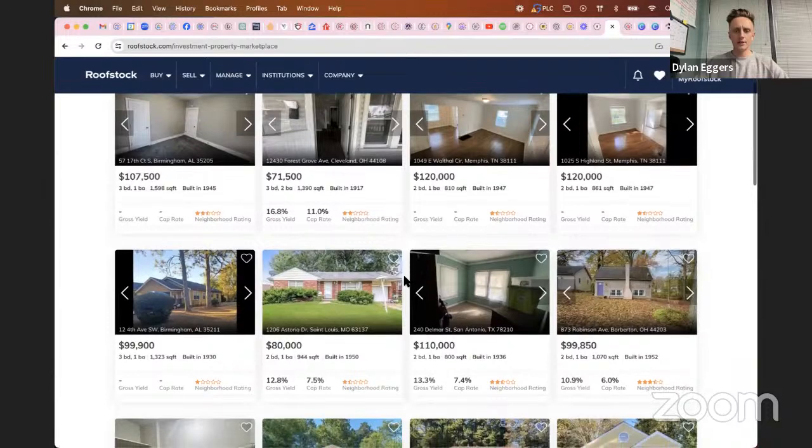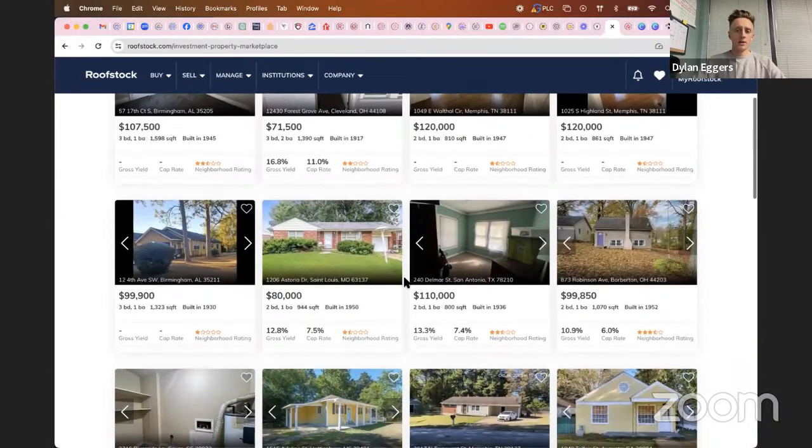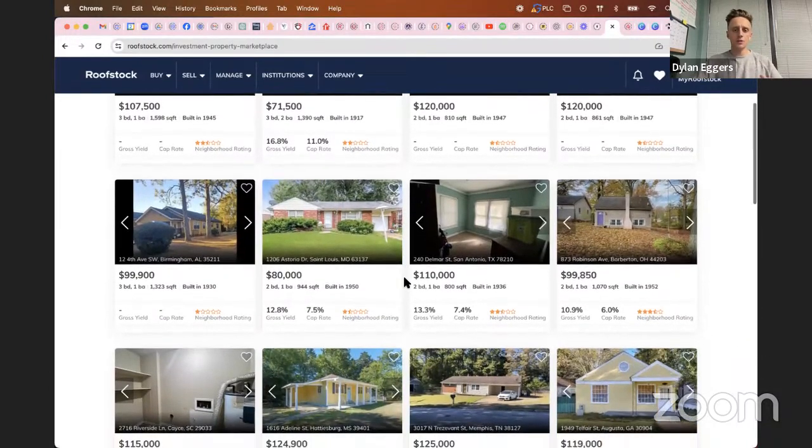So I called an agent in Columbia, South Carolina, and she said, yeah, actually, she does fix and flips, but she doesn't do buy and holds. And she said this client of hers has 6 properties that he'd consider selling, right?